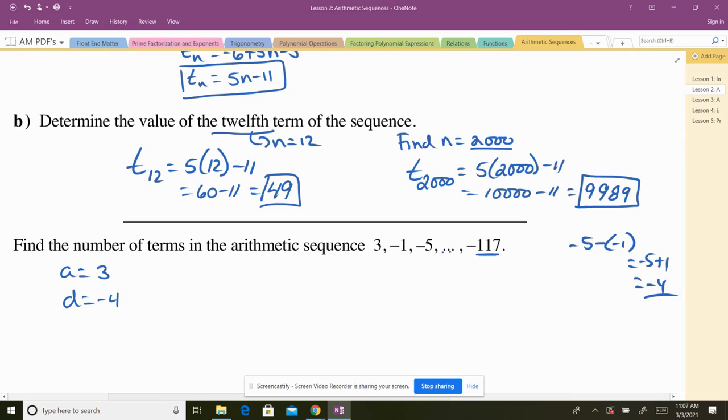Put it into your formula. You only know one formula. Tn is equal to A plus n minus 1 times D. So Tn is equal to A, which is 3, plus n minus 1, D is negative 4. What should I do now? Multiply the negative 4 in, right? Watch the signs, though. Negative 4 goes in. I get 3 minus 4n plus 4.